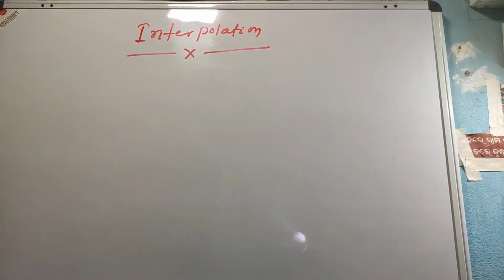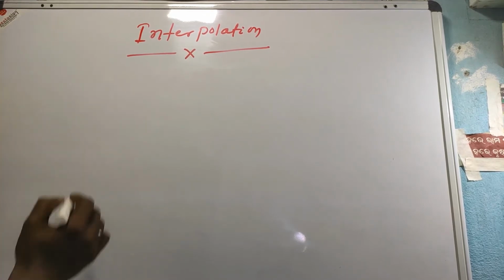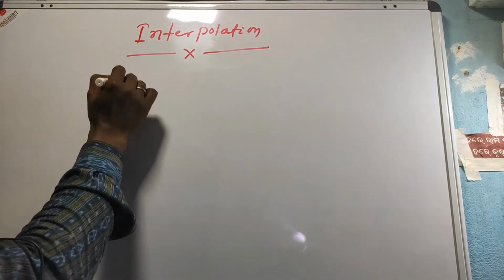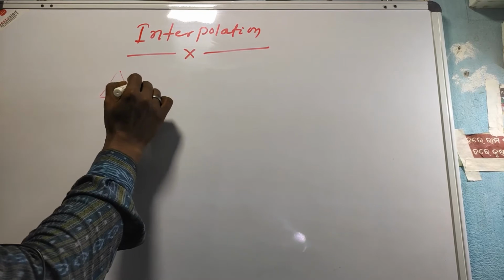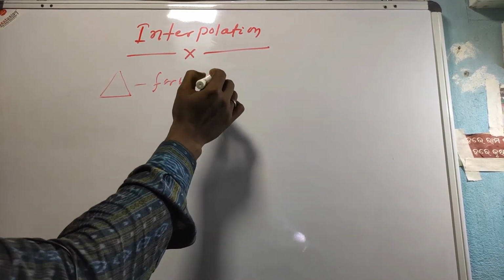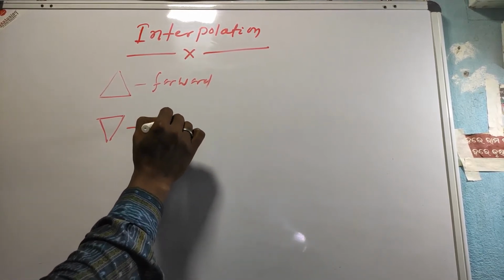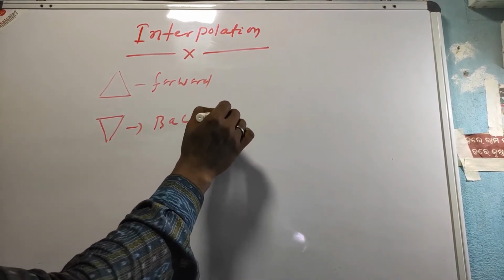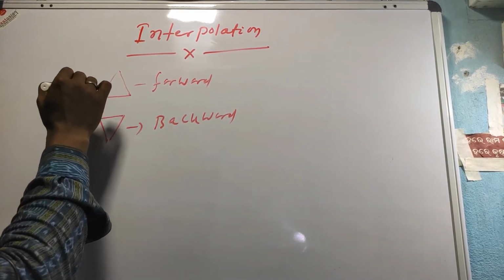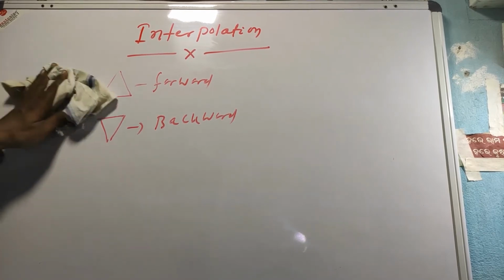So I go to this interpolation. Interpolation has two types: Newton forward interpolation and backward interpolation. Before you study this, the operator: this is the del operator, this is the forward interpolation symbol, and this is the backward symbol. This is called del, the del operator; we can write forward and backward.